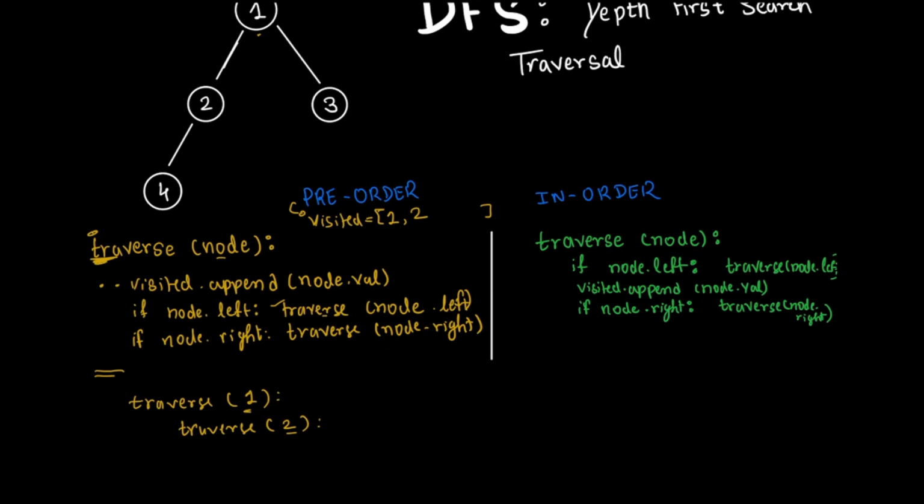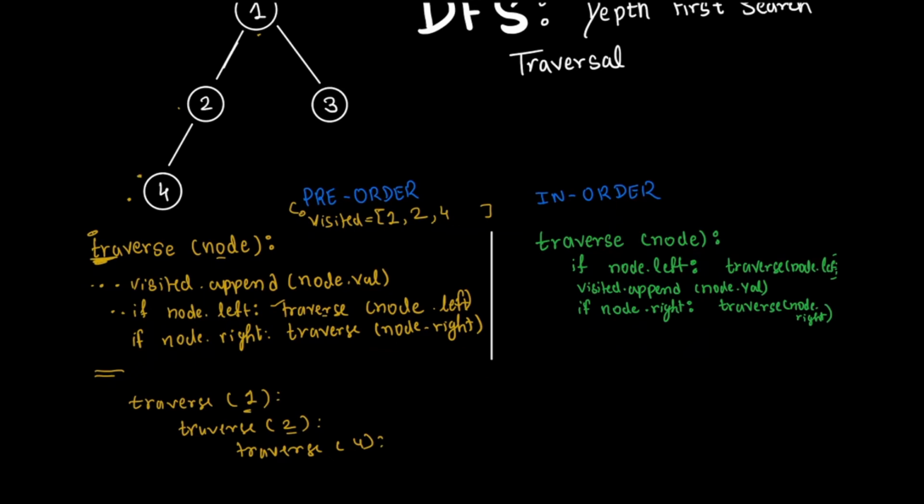Now again this line will be checked: if node.left. Does the node with value 2 have a left child? Yes, it very much has one, and it is 4. So again I'll execute the traversal call to the node with value 4, and again I will execute the appending operation, which is I will append 4 to our visited list, and then again this condition will be checked. Does the node with value 4 have a left child? No, it doesn't have one.